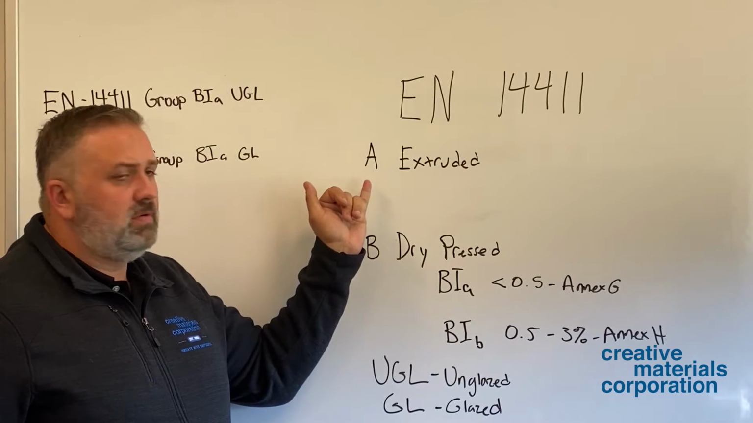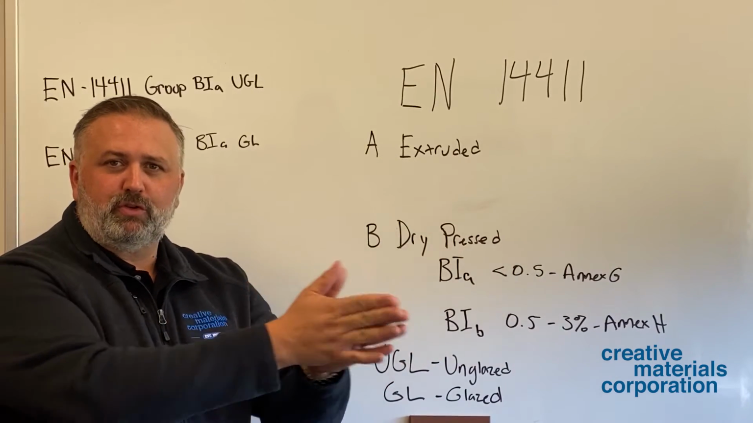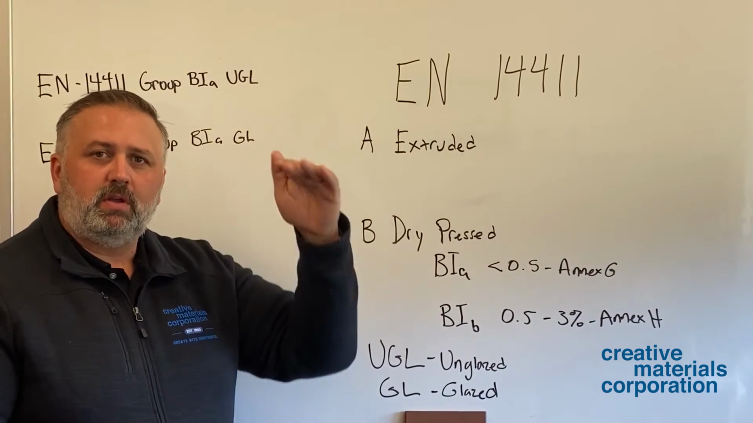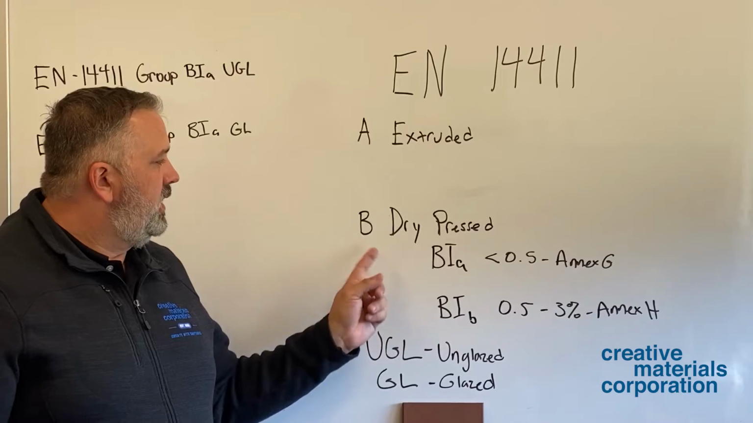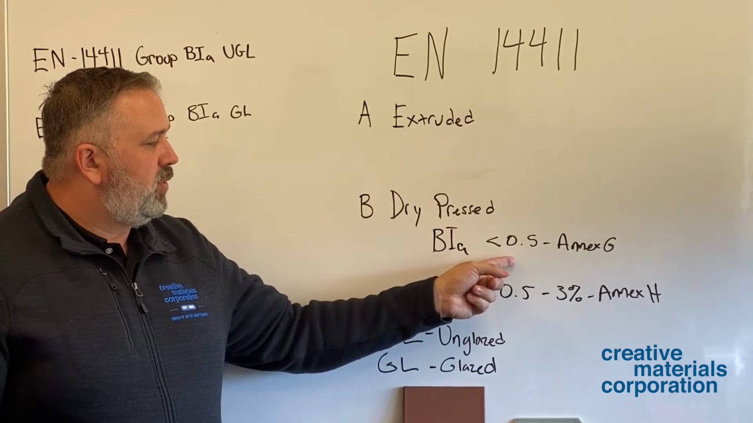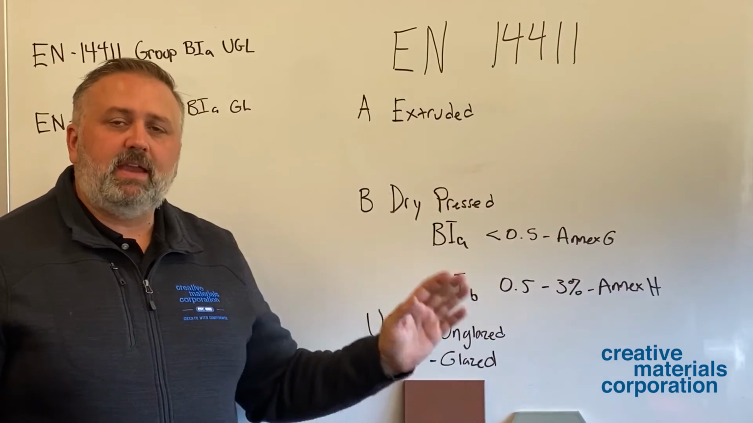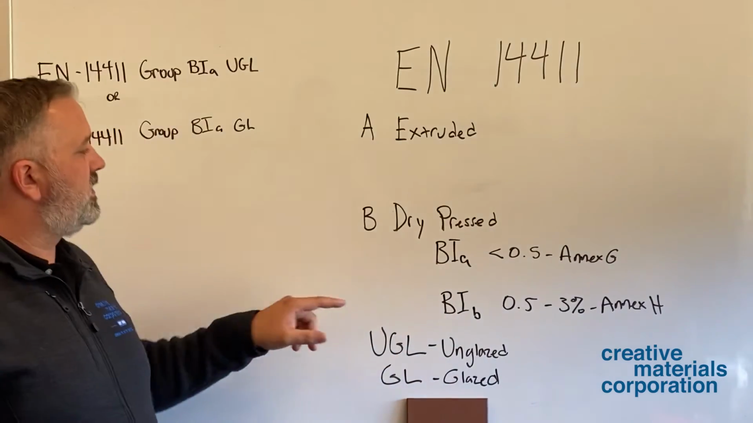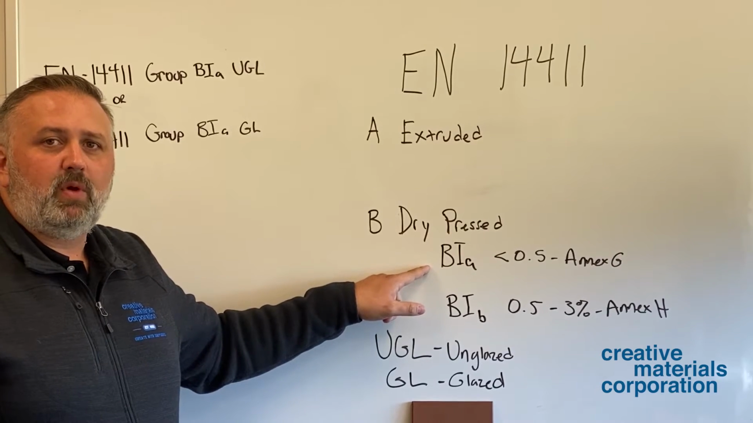It breaks it down into A and B groups. A is extruded, think Play-Doh Fun Factory where tiles are pushed through an extrusion machine, versus dry pressed, where you have a punch or a mold, and materials are filled in horizontally and pressed. That's the more common tile. Within dry pressed, we're looking at water absorption of less than 0.5%, which is Annex G, or between 0.5 and 3%, for example, is Annex H. There's also 3 to 7, 7 to 10, 10 to 20, etc. Right now we're focusing on dry pressed porcelain tile with a water absorption rating of less than 0.5%.